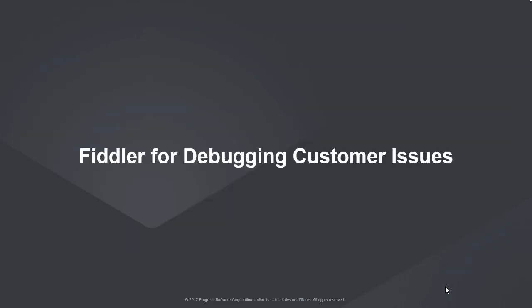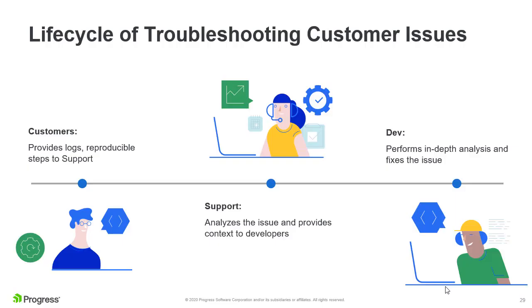Now let's look at how Fiddler can be used to debug and troubleshoot customer issues. So this is a typical life cycle for troubleshooting any customer issue. First and foremost, the customer will experience an issue and will report it by raising a support ticket with all the details about the problem they're experiencing. Support then tries to analyze the issue and provides more context to developers on the analysis they have performed. Developers will then perform in-depth analysis and will fix the issue.